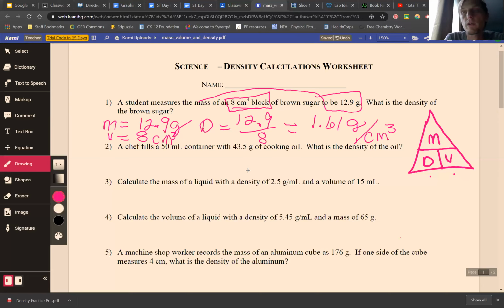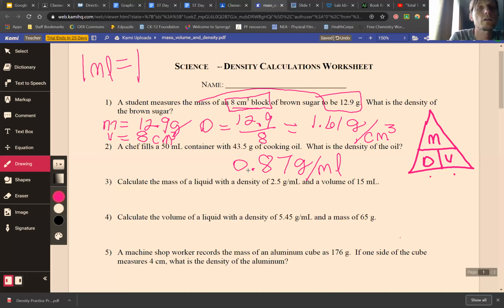I believe I might have worked that one out in the last video as well. So the answer to number 2, and I'll let you figure it out if you haven't done it yet, is 0.87. If you did not get this, go back and see if you can figure out why. Remember, 1 ml is equal to 1 cubic centimeter. Those are the same thing, so you can use cm3 or ml, whichever you like better.